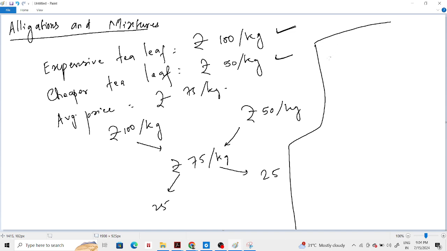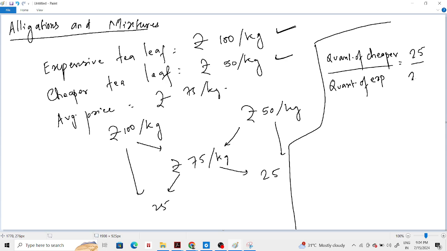Now what does the alligation rule state? The alligation rule states quantity of cheaper by quantity of expensive equals to, see which is the cheaper, this one. So 25 divided by which is the expensive, this one. So that is 1 by 1, so 1 is to 1.